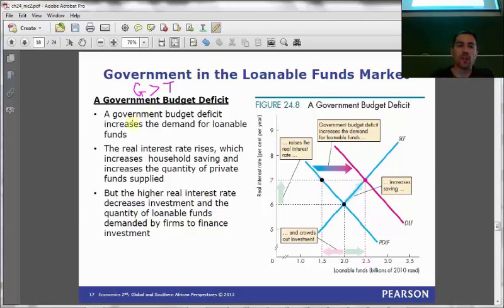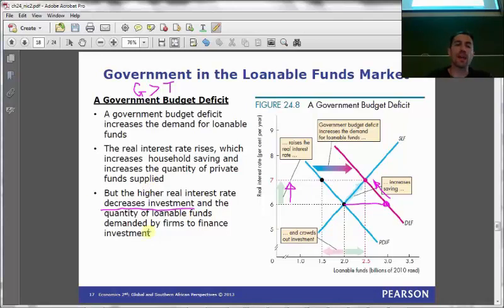So a government budget deficit increases the demand for loanable funds, the real interest rate rises, which increases household savings and increases the quantity of private funds supplied. The higher real interest rate decreases investment and the quantity of loanable funds demanded by firms to finance investment, right? So as interest rates increase, we have a movement to the left along the demand curve. Movement to the left means a decrease in investment. Got it?